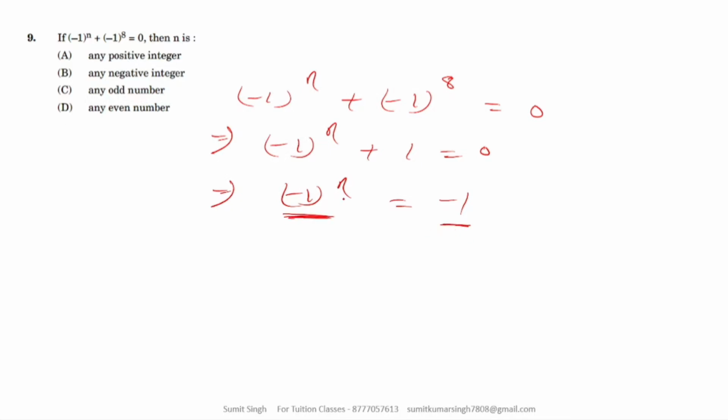One more thing, this expression is equal to -1. So basically at the place of n, whenever we have an odd number, let's say (-1)^-3, (-1)^-7, (-1)^-21, basically an odd number, then only these conditions will be satisfied. Whenever (-1)^n has n as an odd number, we will get the result as -1. So in this way, the correct answer for this question is option C, meaning the value of n can be any odd number.